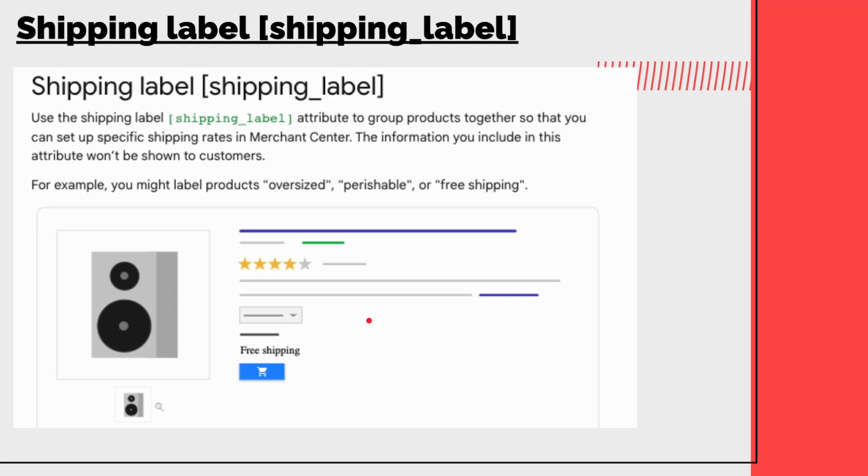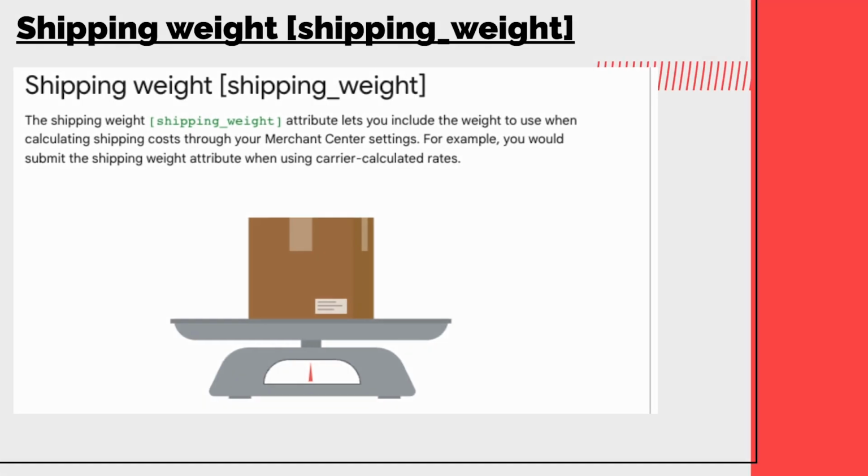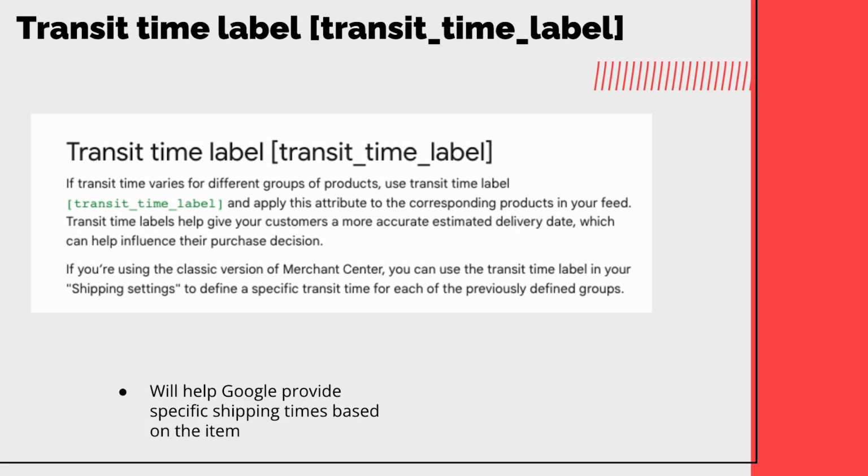And same thing with shipping labels. So if there's a specific oversized item that's different from anything else, you can use a unique shipping label so that people can see how long it would take or if it's drop shipped. And the weight will also help Google calculate this. And transit time, that will help Google get more data on transit time. You have it in Google Merchant Center, but this is specific to that item.